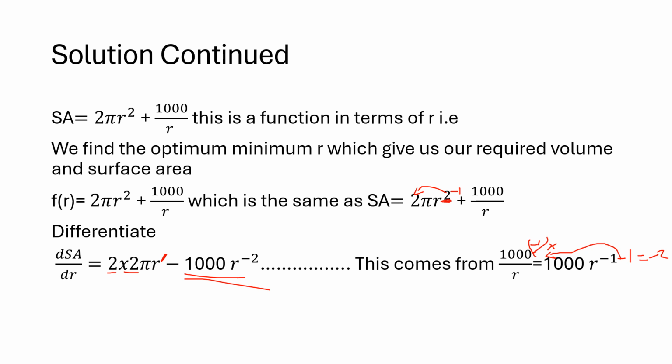That being said, r to the power minus 2 is the same as saying 1000 over r squared. It's the same thing. So that's how we carry that out, or how we simplify that. So let's move on.